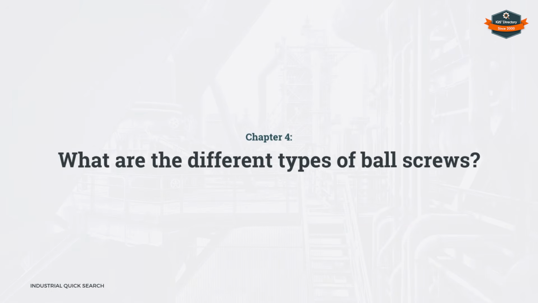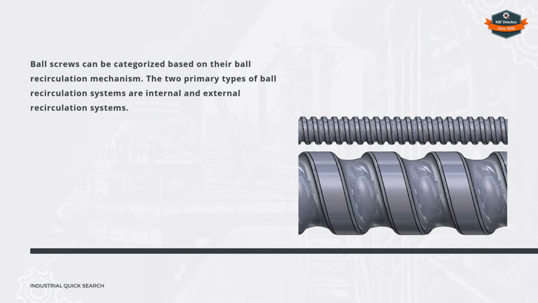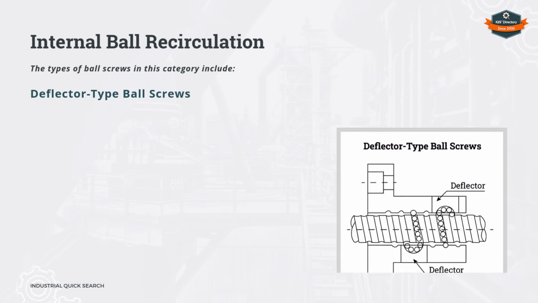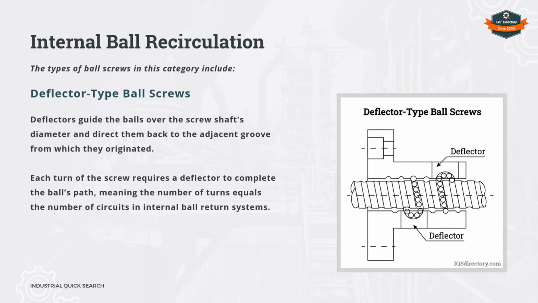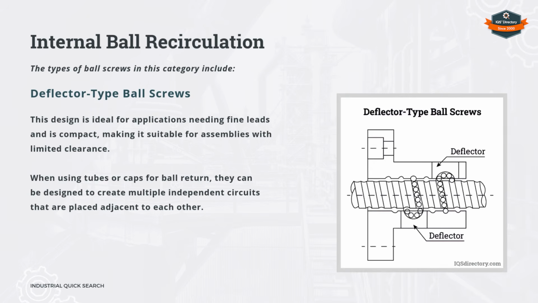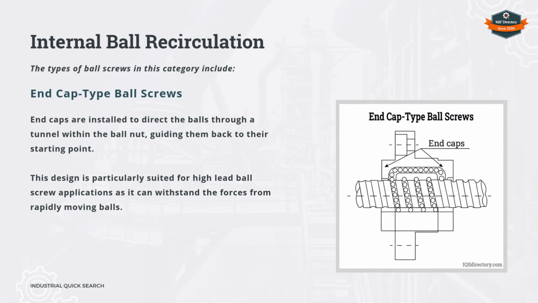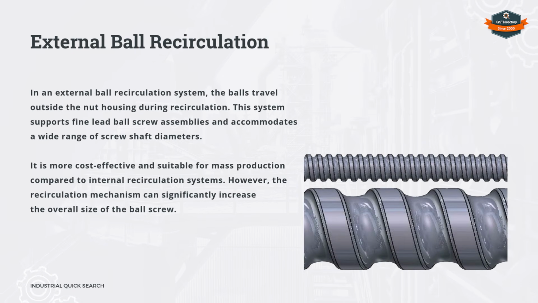Chapter 4. What are the different types of ball screws? Internal ball recirculation. Deflector-type ball screws. End cap-type ball screws. External ball recirculation.